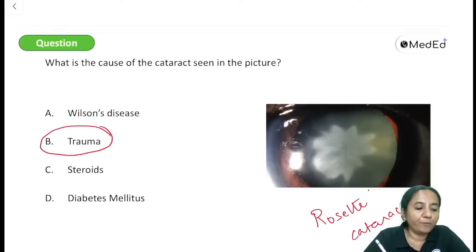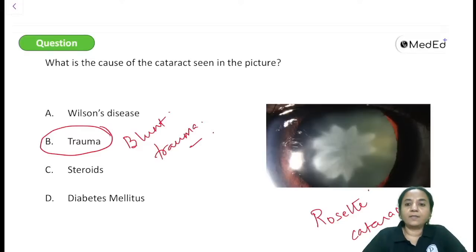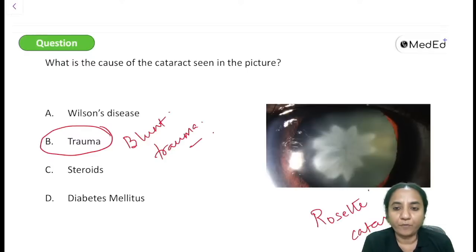Now what kind of trauma is it? It is blunt trauma. Good. So this flower shaped or rosette cataract is seen in blunt trauma. The other types of cataract we discussed when we did the question on myotonic dystrophy and Christmas tree cataract, right? So I think we can move on to the next question.